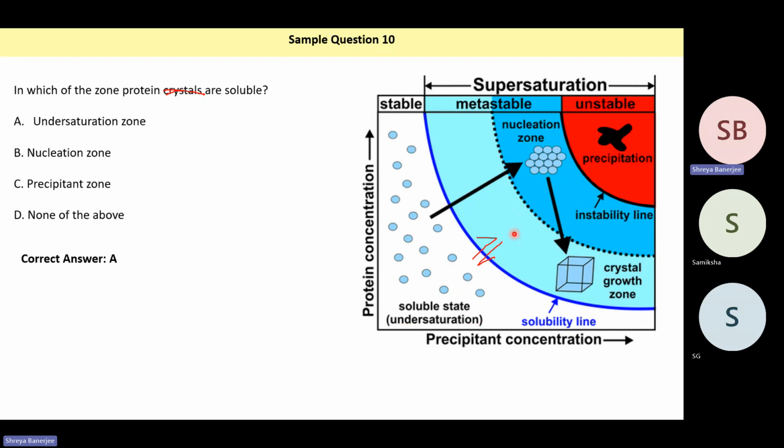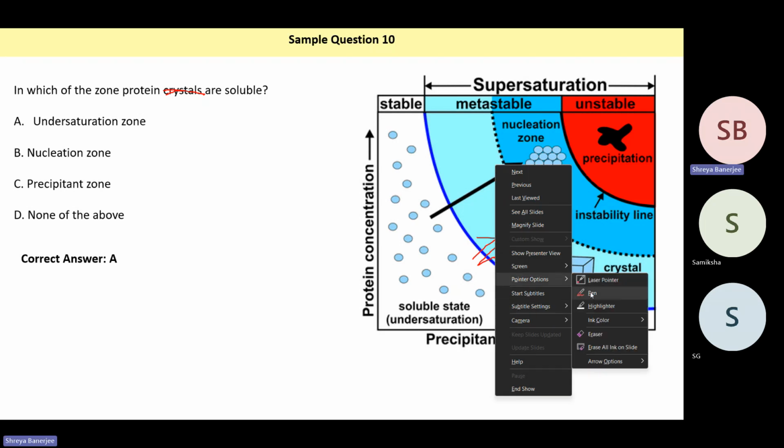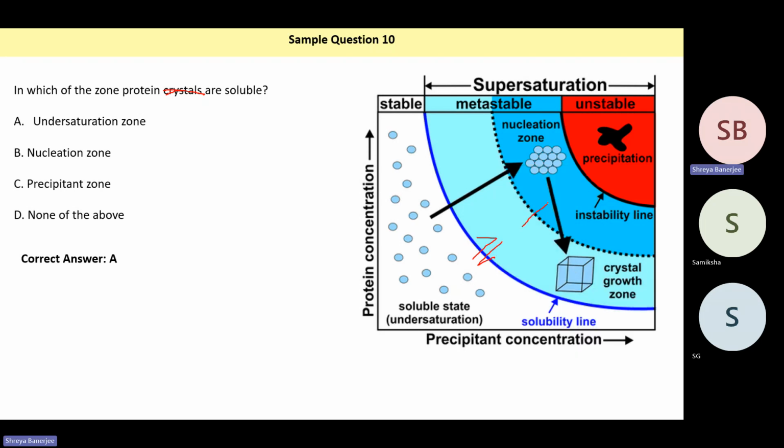In the light blue region, it is called the crystal growth zone. So crystal is forming, but it is again dissociating. That is why in this light blue region, we call it transient crystals. So crystal is forming, dissociating. This equilibrium is existing. But once it passes into the nucleation zone, it is irreversible.